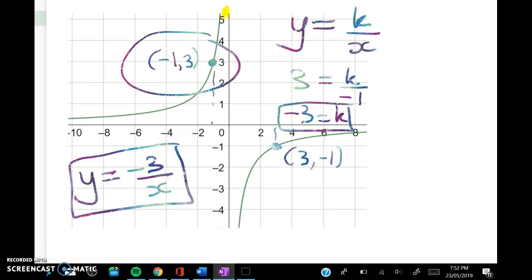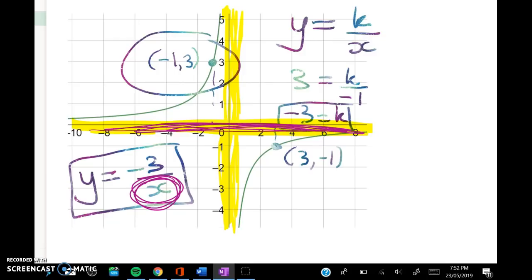So just one more time, I've got asymptotes here on the y-axis and here on the x-axis. This one here on the y-axis happens because we cannot make x equal 0. And this one here on the x-axis happens because I can never have 0 as the outcome or the output of the function.